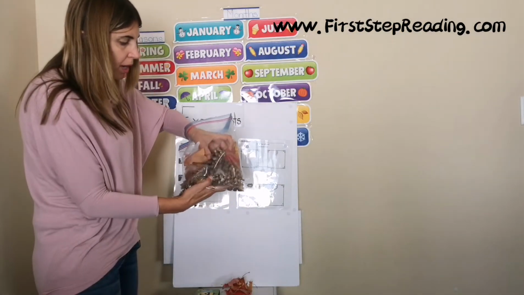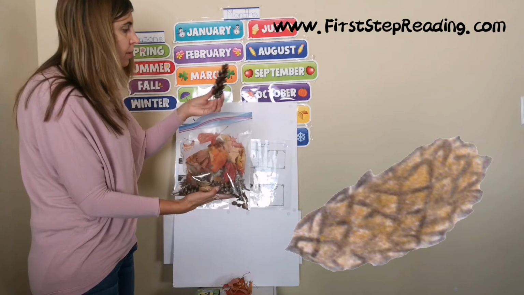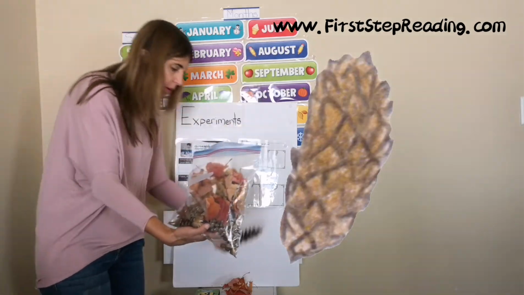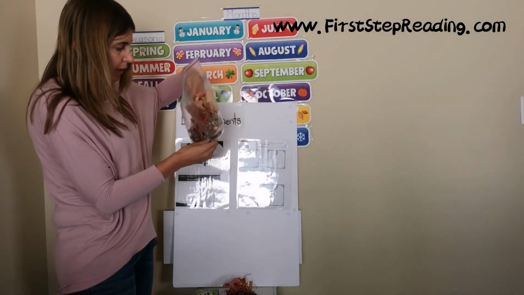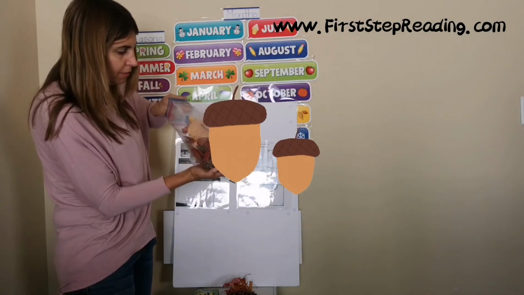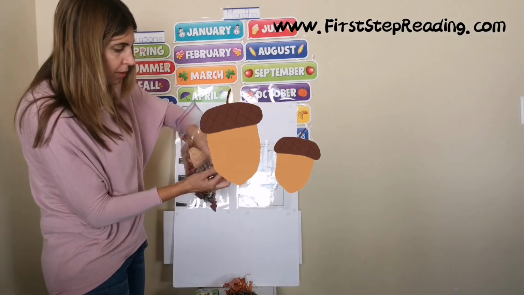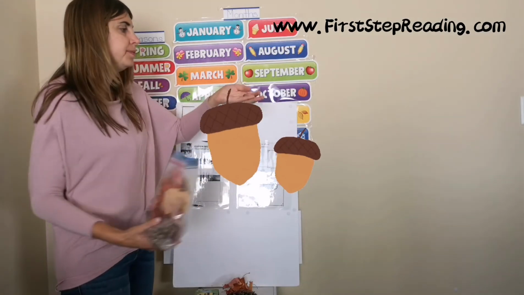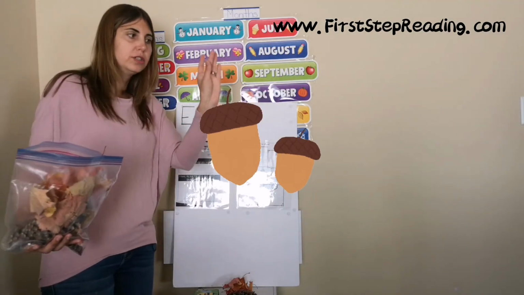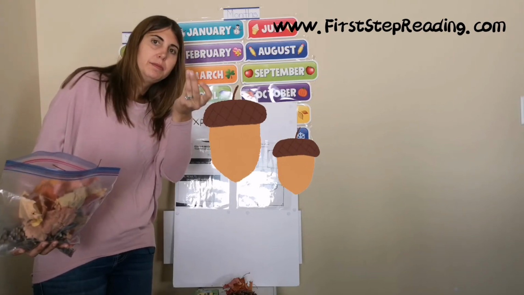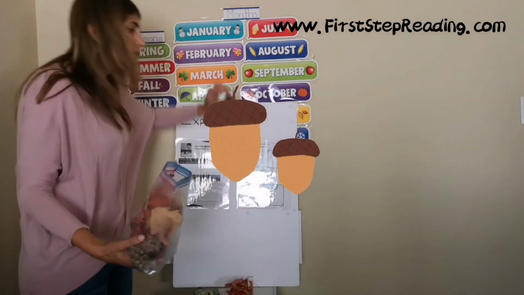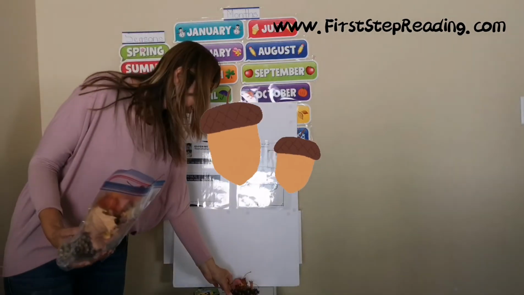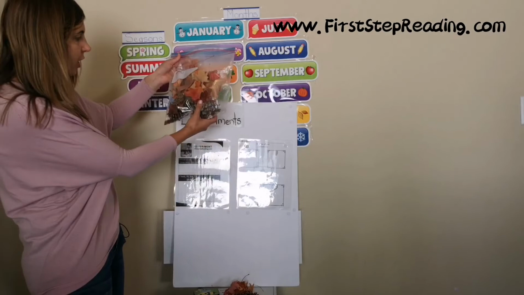We found pine cones on the floor, right? And we found acorns. Let me find an acorn for you. On the floor, right? Squirrels collect these because they eat them and they need to store them up for the winter. And the pine cones fall off the trees just like the leaves. And the leaves change colors.